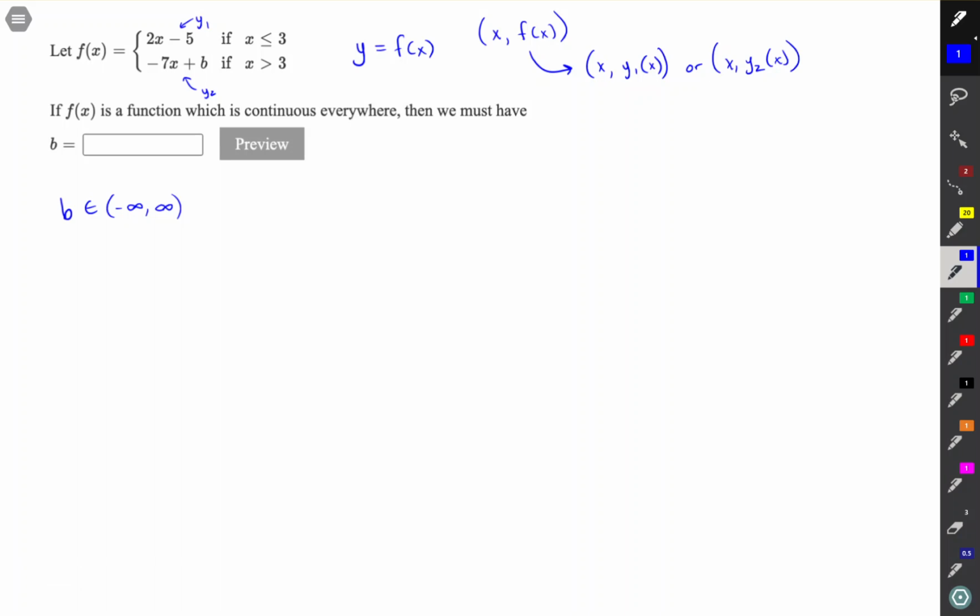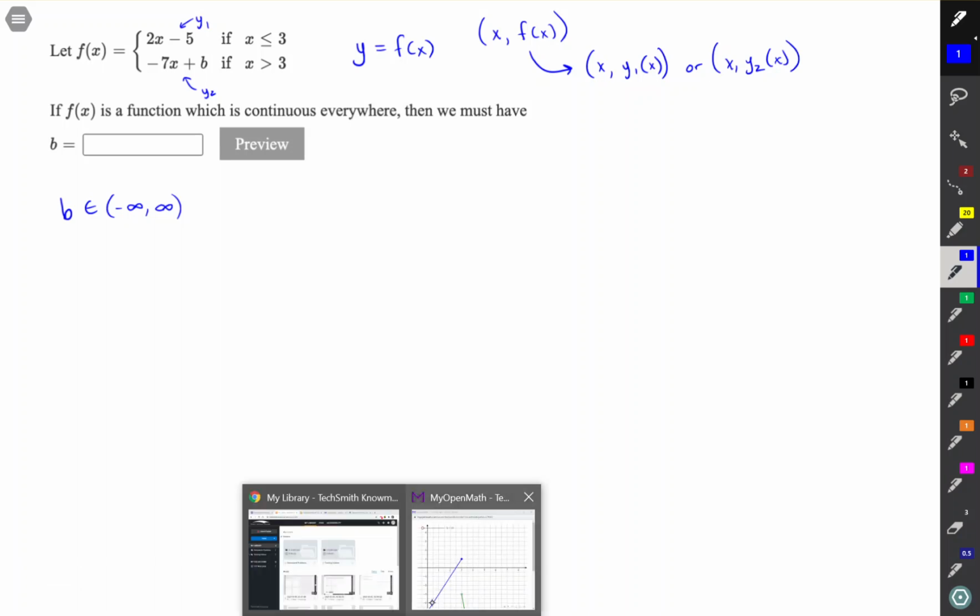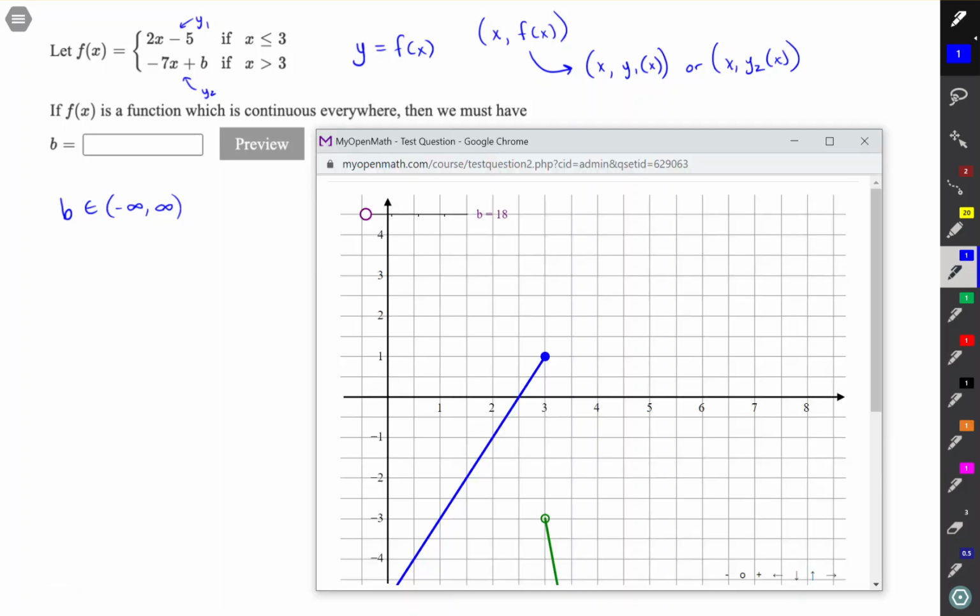Now, at this point, you should probably be fairly comfortable with graphing a piecewise defined function. If you're not, then you're going to need to review that. But assuming that you're okay with that, let me bring up something that will help us visualize what we need to do.